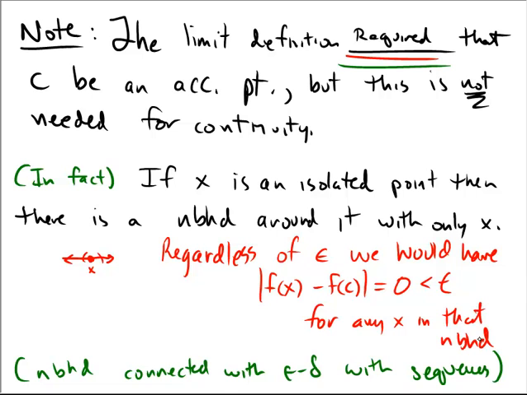Right, so neighborhoods are connected with the epsilon-delta and they're connected with the sequences. All of these are different representations of continuity and limits and just different definitions and ways of looking at things. Okay, so that doesn't matter there.